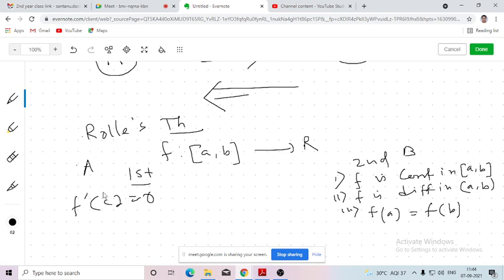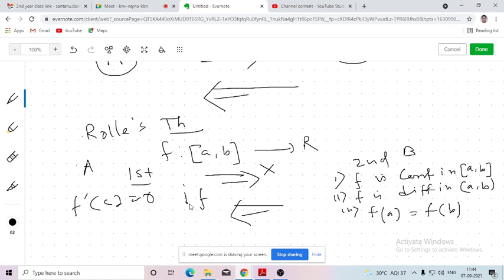Okay, because you know that if f dash c equals 0, then f is continuous and differentiable, otherwise the derivative will not exist. But f a may not be equal to f b. So if this holds, this is not true. That means this implies this is not valid. But if this holds, then always this will hold. That means f dash c is 0 if these conditions are satisfied. So it is called the sufficient condition.